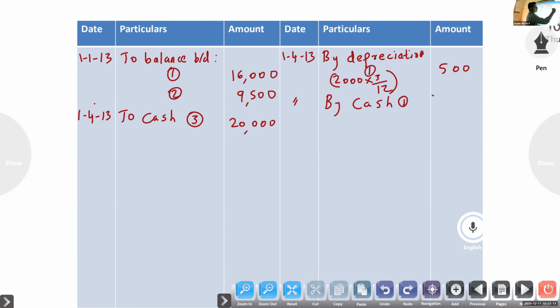We sold for rupees 7,500. If there is a sale, then next step is what? You have to find profit or loss. How to find profit or loss? Balance of that machinery 16,000, then less depreciation 500. So current value 15,500.